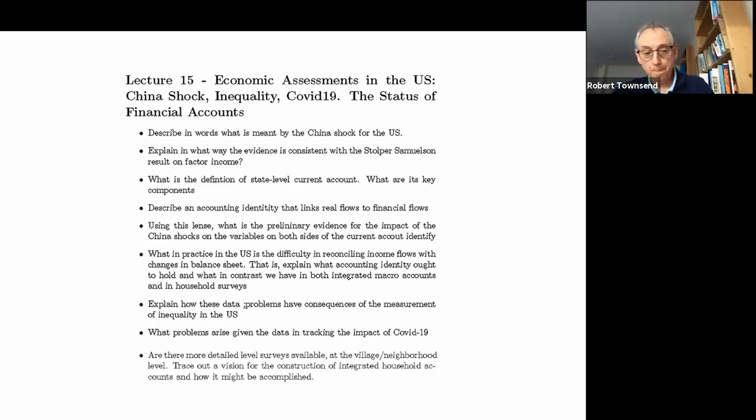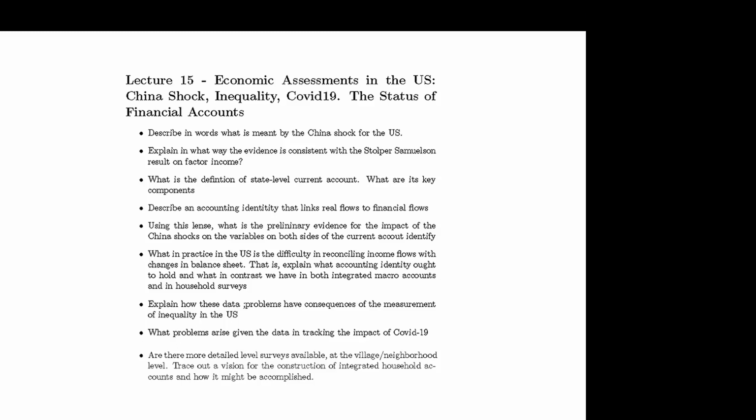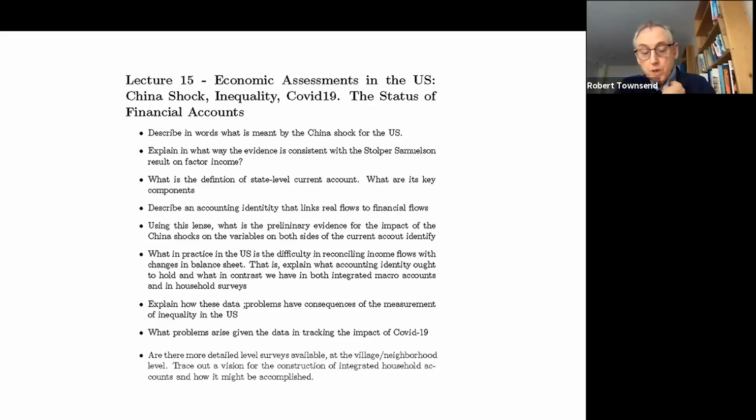Go ahead. Isn't the identity something like the expenditures by households should match up with the income, which should match up with the incomes of whatever firm is selling the goods or something like that? Those two sides of the balance sheet should match up if it's within the country, right? Is it something like that? Well, it has to do more with the relationship between flows in the income statement and assets in the balance sheet.